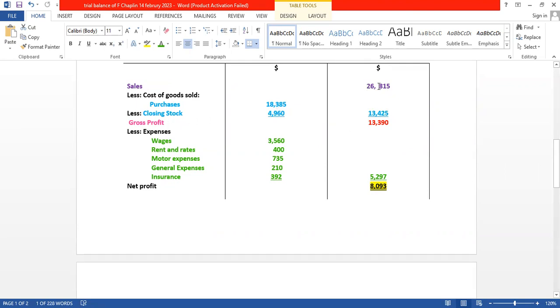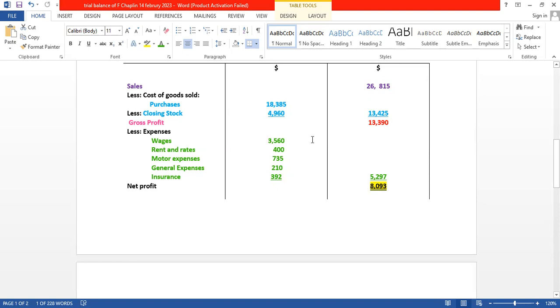So here we have $26,815 minus $13,425, and we're left with $13,390. I deliberately put this figure here in red because red sometimes kind of stands out.